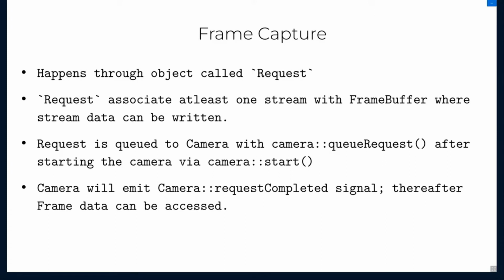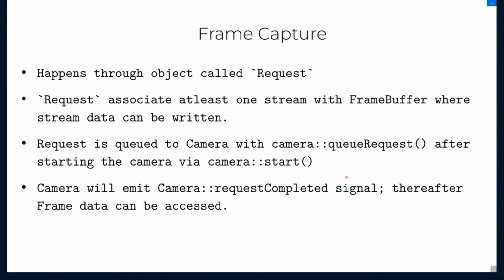Now comes the frame capture part. After allocating buffers, you can create a request to the camera, where a request is at least one stream from the stream configuration and the frame buffer you have got from the previous slide. So a request is nothing but one stream, one buffer, and you just queue it to the camera.